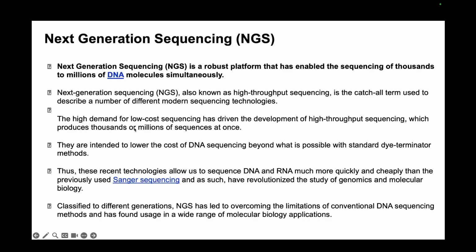The high demand for low-cost sequencing has driven the development of high throughput sequencing, which produces thousands or millions of sequences at once. So from Sanger sequencing, we move on to NGS sequencing, which has been classified into different generations. NGS has overcome the limitations of conventional DNA sequencing methods and has found usage in a wide range of molecular biology applications as well.